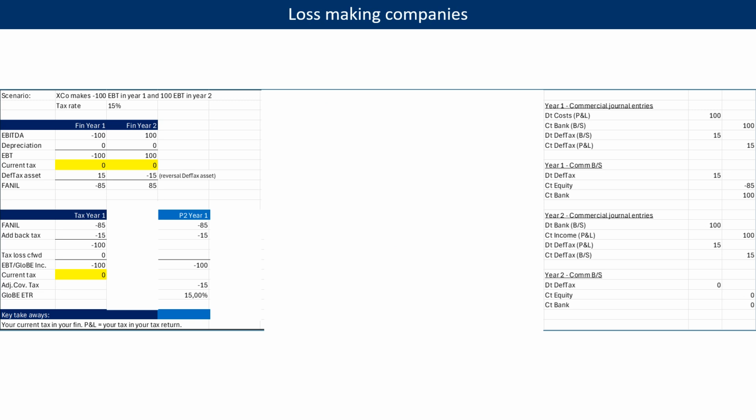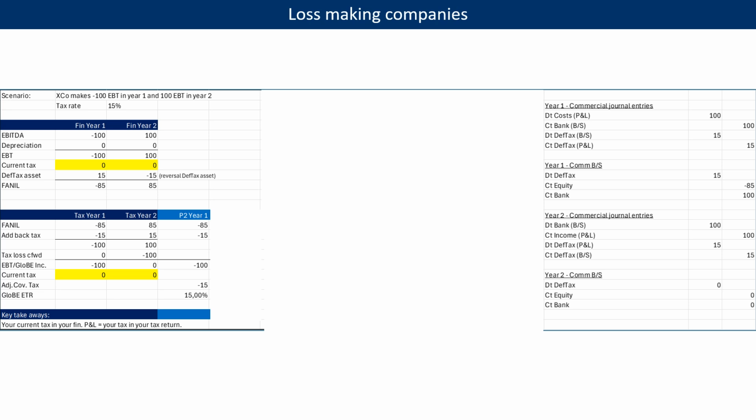And if we look at our tax return for year 2, we again take the final, adding back the tax. We end up with a profit of 100, or an EBT of 100. However, we do have a tax loss carry forward of minus 100. So our taxable income is 0, right? And we have no current tax due, which is also what we are reflecting in the financial accounts for year 2. There are no current taxes because the current taxes reflect what we have in our tax return.